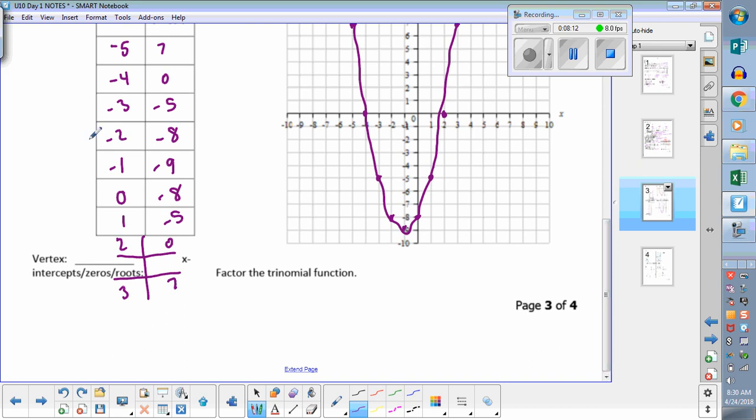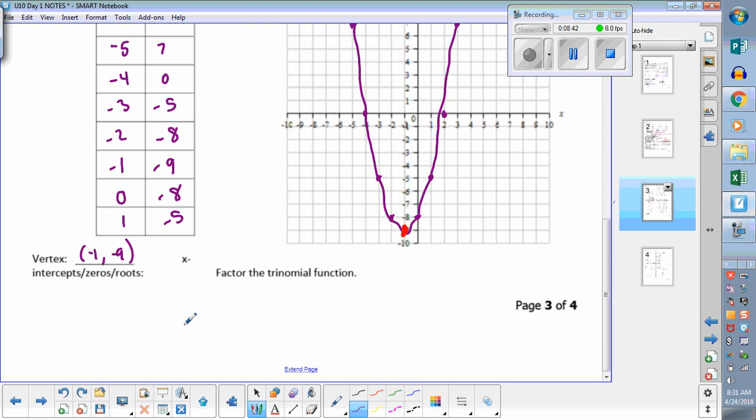So this right here, they want to know what is the vertex. So remember, your vertex is the lowest point. I'm going to erase these points right here. You guys should have these written down. But remember, your vertex is going to be your lowest point. So your lowest point, since the graph is going up, is going to be -1 and -9.